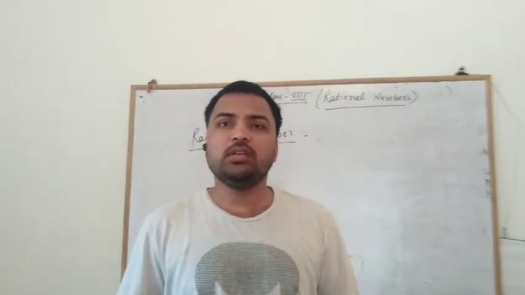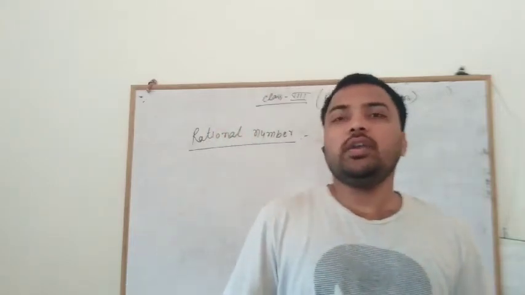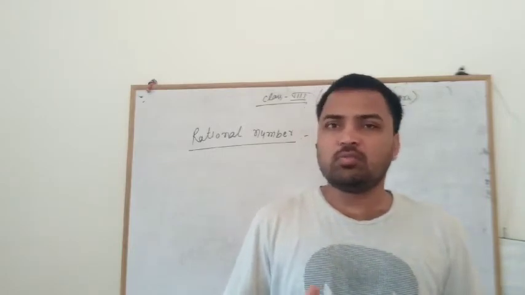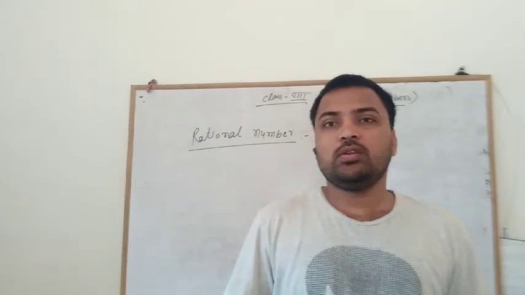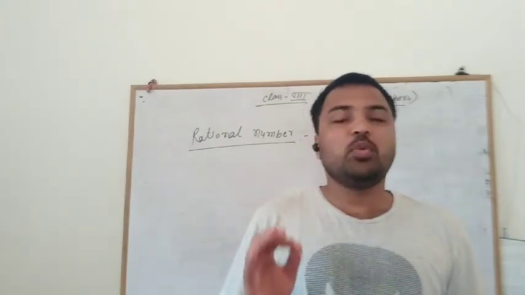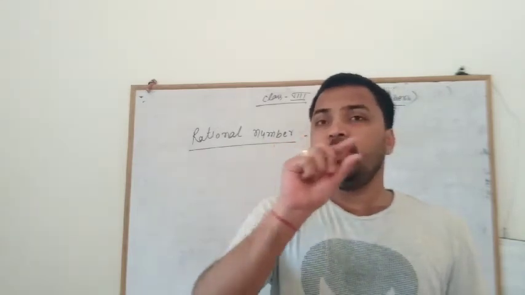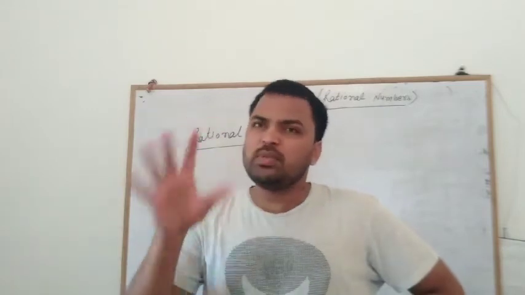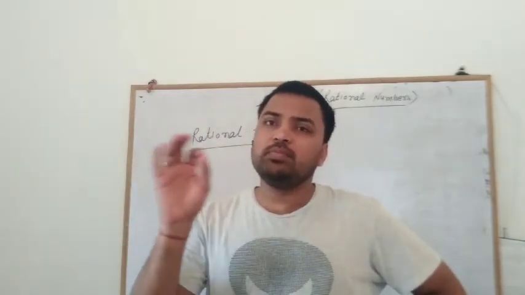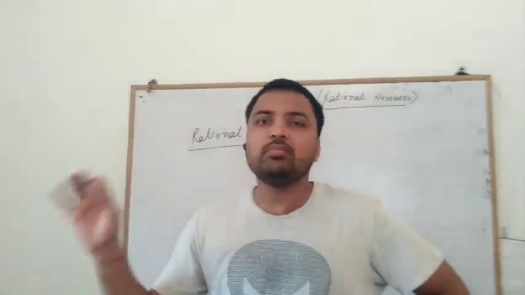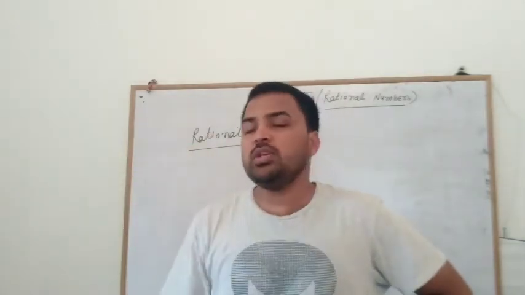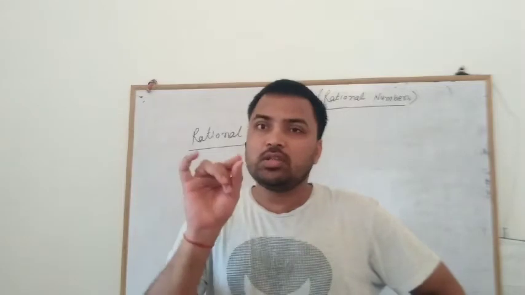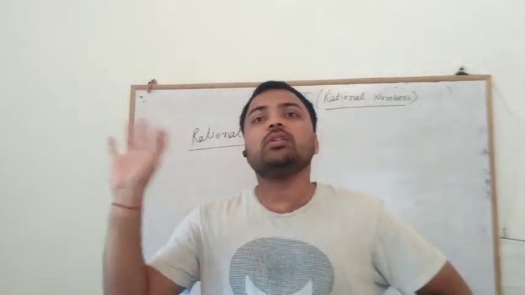Basically, a rational number is defined as a number that can be represented in the form of p by q, or x by y, or a by b, where a and b both are integers. This is a necessary part of rational numbers: in p by q, p and q, or in a by b, a and b, the numerator and the denominator must be integers. And one more thing, the denominator can never be 0.